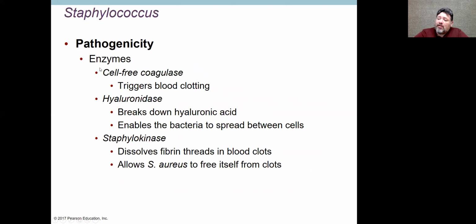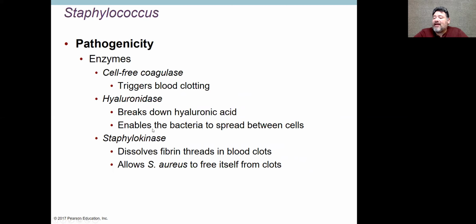Enzymes. We don't only have bound coagulase, we also have cell-free coagulase, and this causes blood clotting throughout the body. If it manifests sufficiently, then you end up with little blood clots throughout the body that are called petechia. This is not a desirable event. We have hyaluronidase. Hyaluronidase, if you remember, we've actually covered this before, but it's an enzyme that breaks down connective tissue, and it allows the bacteria to traverse the dermis and go into deeper tissues.